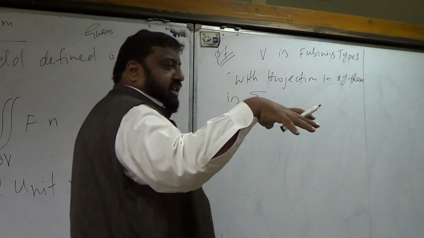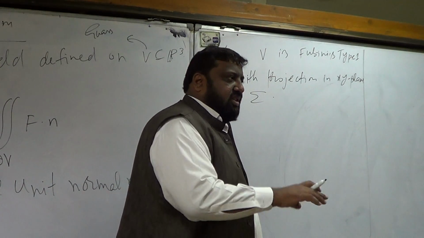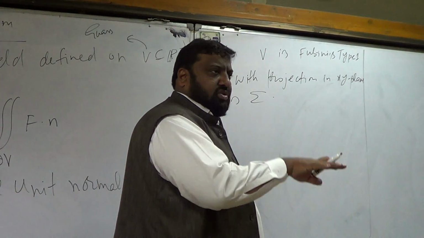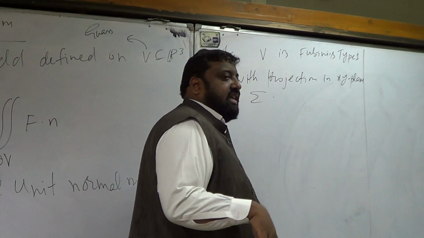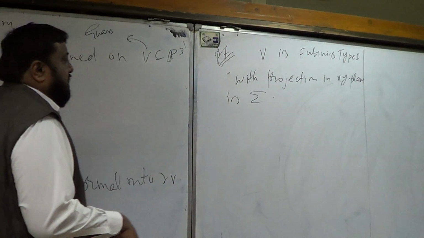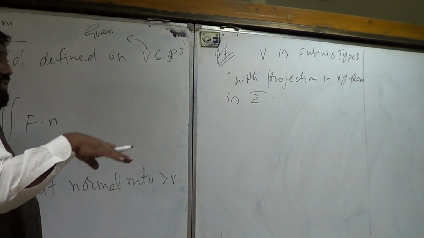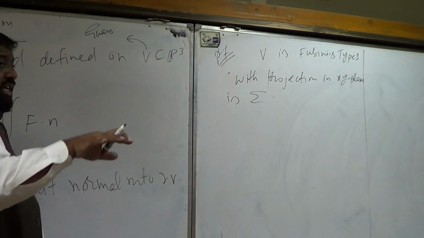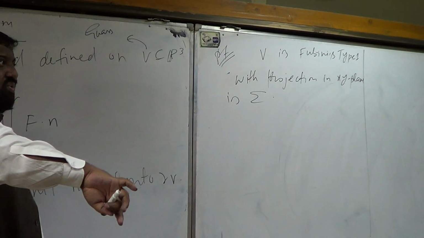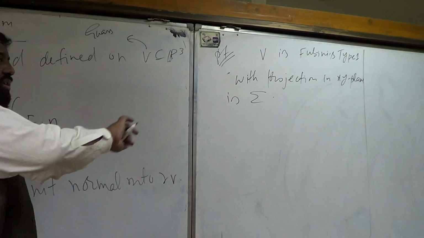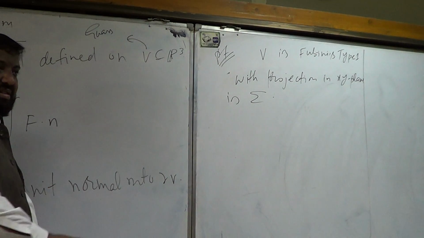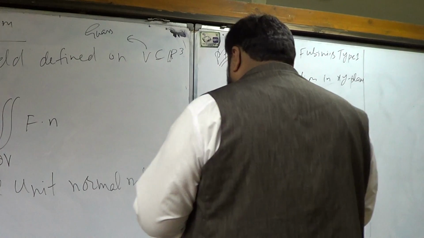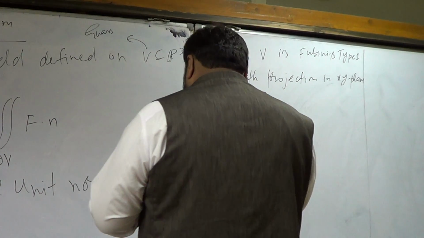So if I have a sphere, its shadow is going to be a disk. If I have a cube, its shadow is going to be a finite rectangle, square. And if you have a cylinder, the shadow is going to be a disk. If you have a torus, the shadow is going to be a strip actually, a circular ring. Anyway, so V is Fubini type 1 with the projection in the xy plane sigma.